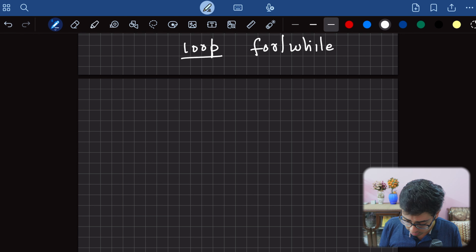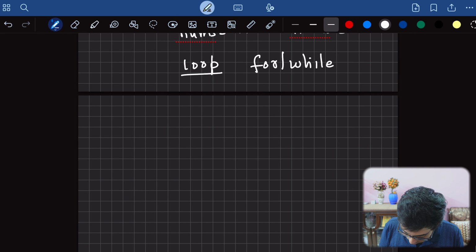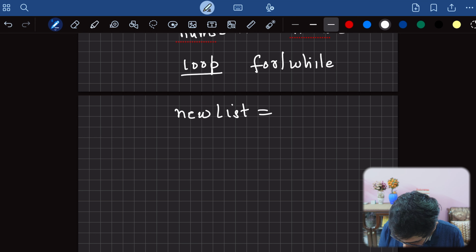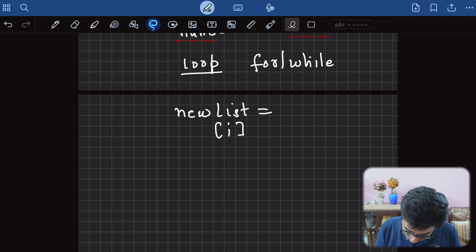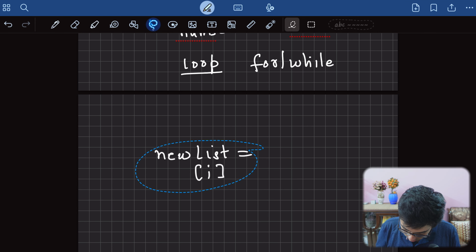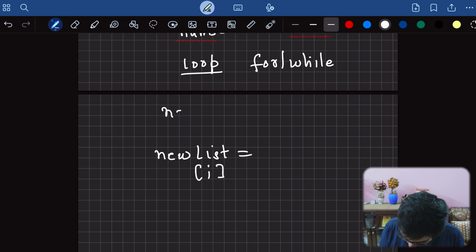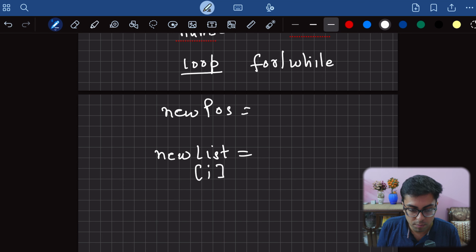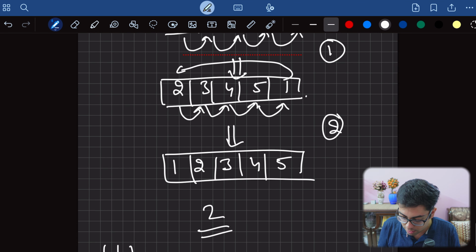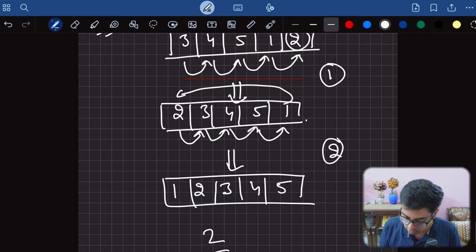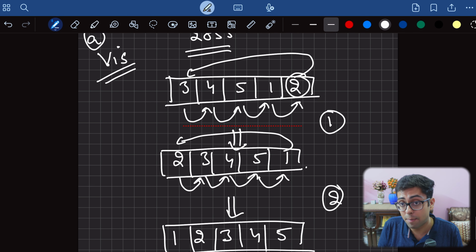And how we're going to shift this: we are going to create a new array, a new list, let's say. In this new list, at the ith location, before that, let's say I'm going to store the position. I'm going to write it as new position, new POS. New position is going to be from i plus one. Let's understand why i plus one. I plus one basically because we are shifting everything one step to the right.